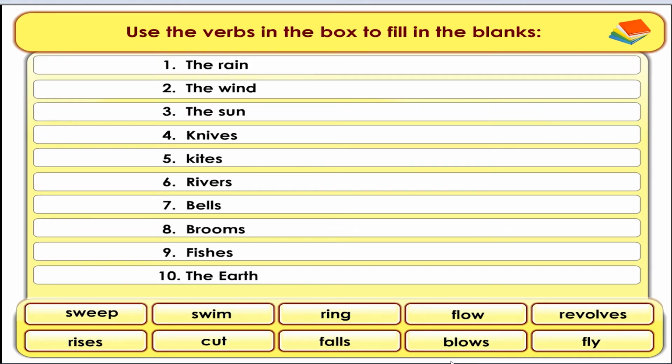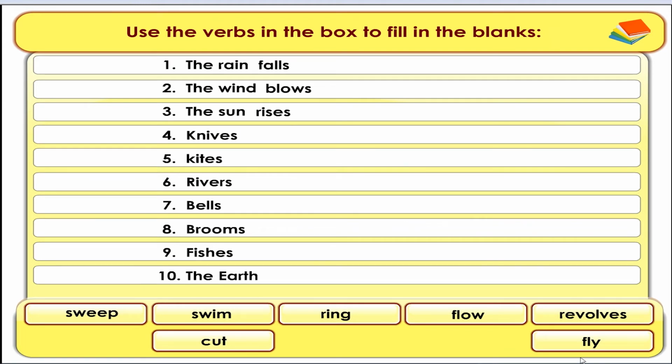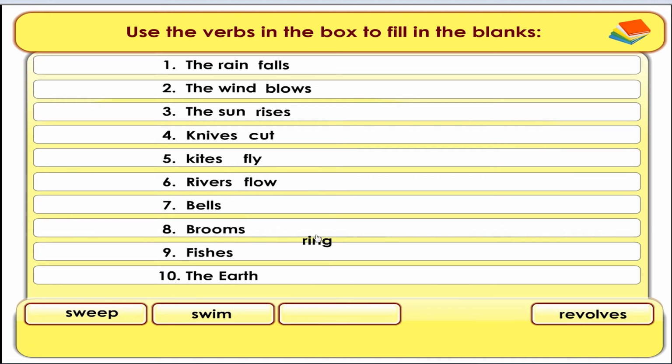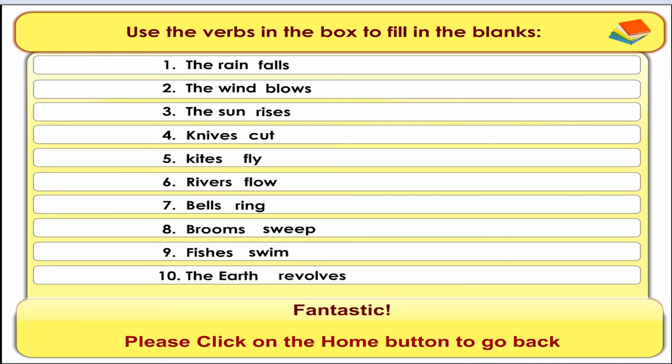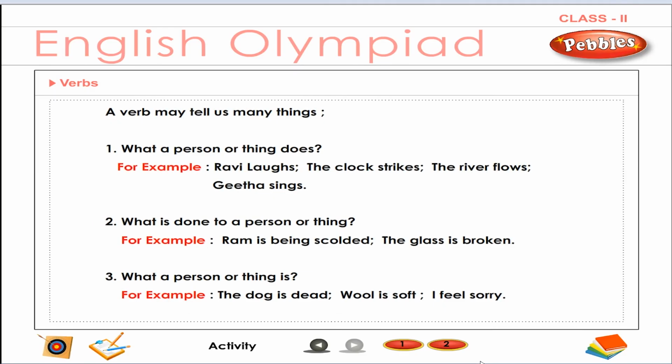Use the verbs in the box to fill in the blanks. Fantastic! A verb may tell us many things. What a person or thing does. For example, Ravi laughs, the clock strikes, the river flows, Gita sings.